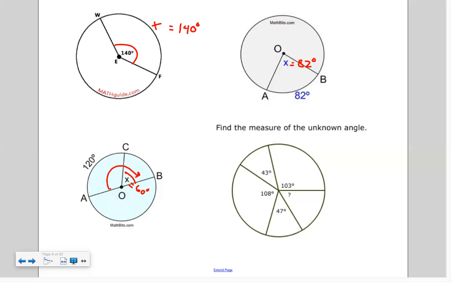And lastly, a full circle is 360 degrees, or an angle that starts here and finishes here would be a 360 degree angle. So to find the angle in the bottom right, you just have to subtract all those other angles from 360. Let's see, 360 minus 103 minus 43 minus 8 minus 47. 59 degrees.